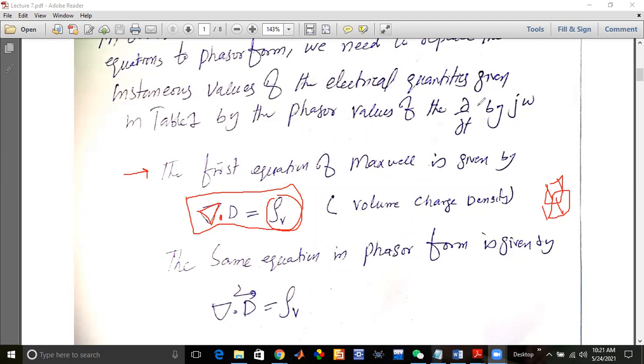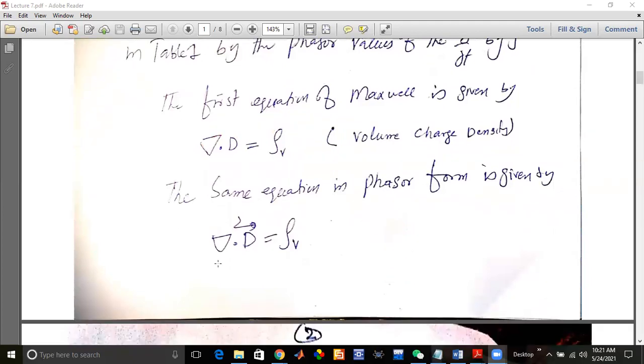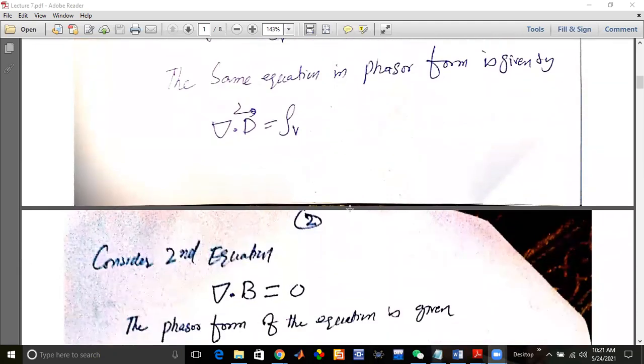So let's convert this equation into phasor form. The first step is that we will write this instantaneous wave into phasor form. So the divergence of the flux density in phasor form is equal to rho v. So this is the required phasor form representation. This is in instantaneous form, and this is the first equation in phasor form. And this equation states that the divergence of the electric flux density is equal to volume charge density.